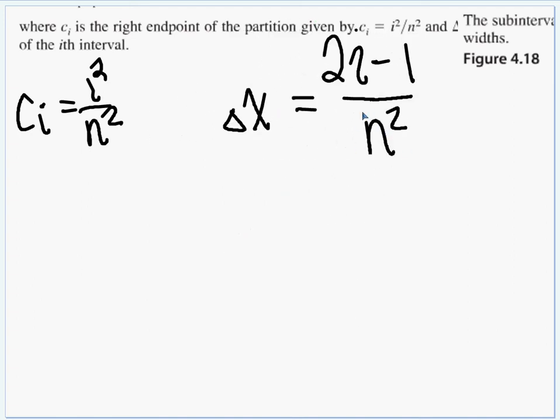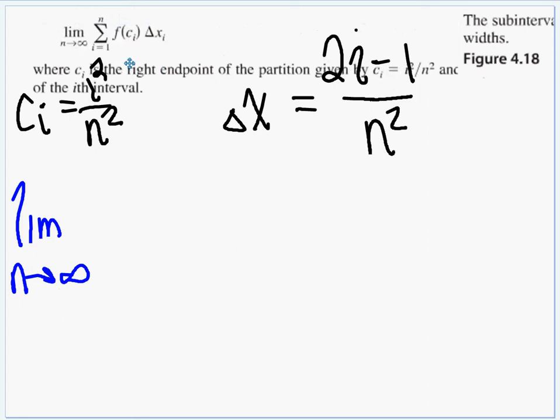Again, we would plug in n, the number of rectangles we want. Eventually, we will let n go to infinity. I is the number identifying that rectangle. Okay, so let's get in our limit notation. Our limit, n will eventually head off to infinity.